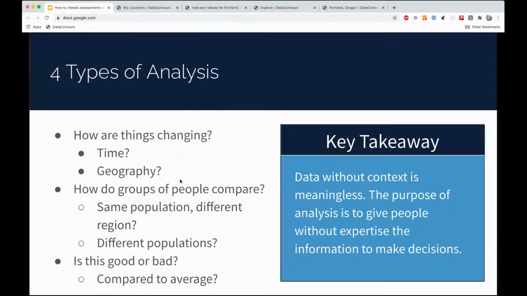So another way, especially within community and population health, you'll want to look at information and data is how do groups of people compare?